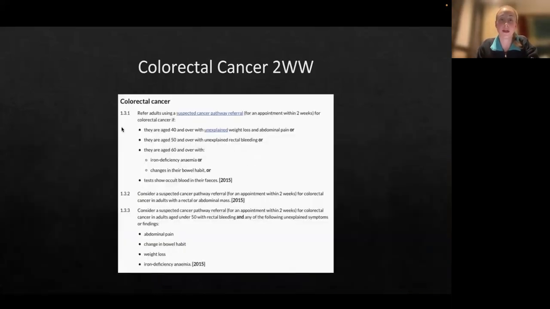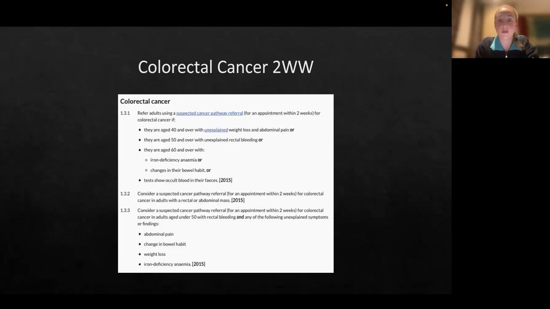So in terms of 2-week wait, like I said before, if they're age 50 or over with unexplained weight loss and abdominal pain, 50 and over with unexplained rectal bleeding, or 60 and over with iron deficiency anemia or changes in their bowel habit, or anyone who has a positive FIT test, you'd refer.